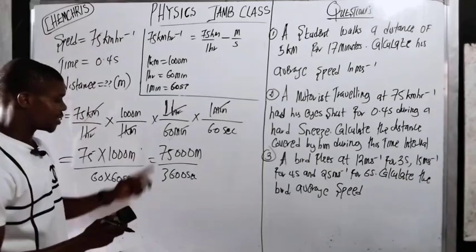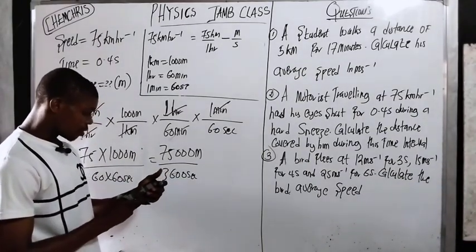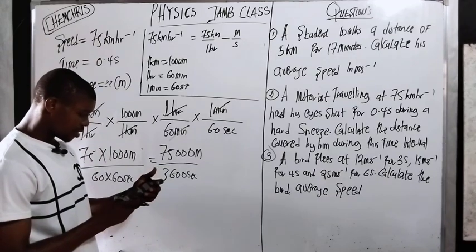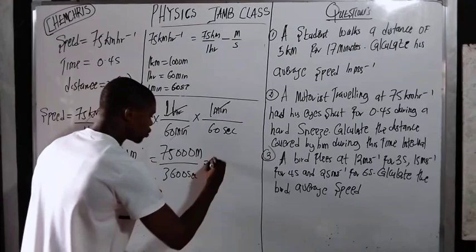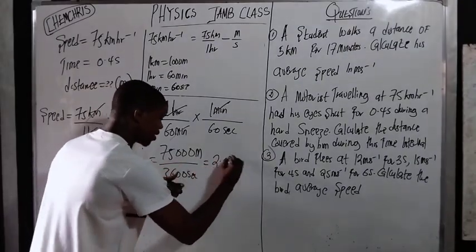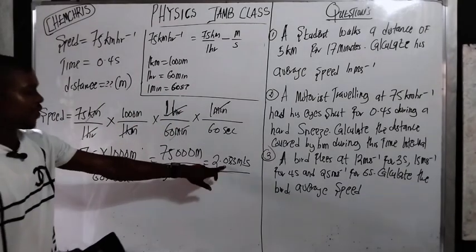So if you do the division here, I have 75,000 divided by 3,600, and that gives about 2.083 meter per second. So this is now my speed.